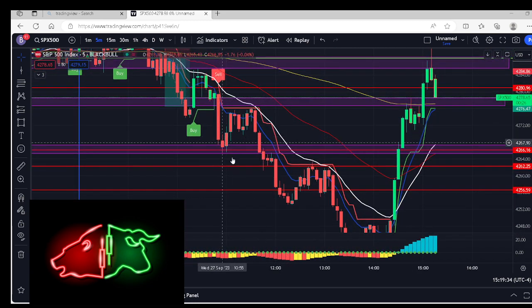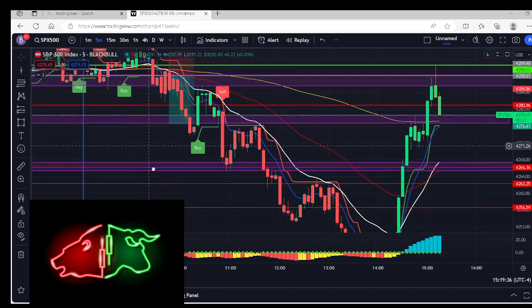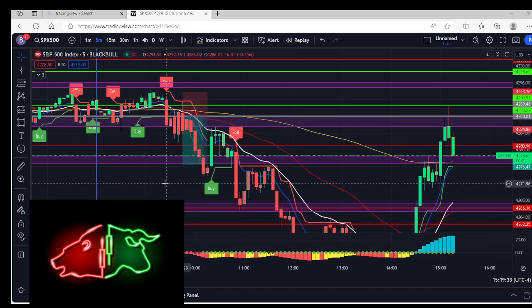A sweep is a sweep. If it goes through it, it takes the liquidity. I mean, in my opinion, I just been watching it for months and months and months, so I kind of just know what it's gonna do.